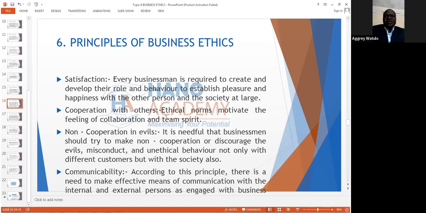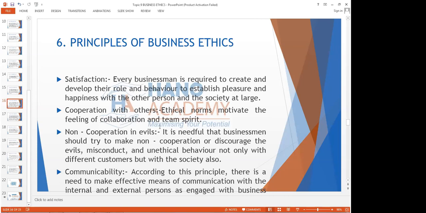Another principle is cooperation with others. People need to cooperate with others. So ethical norms motivate the feeling of collaboration and team spirit. So there is the question of cooperation, which comes very handy here. Cooperation is very important. So people need to cooperate with each other.